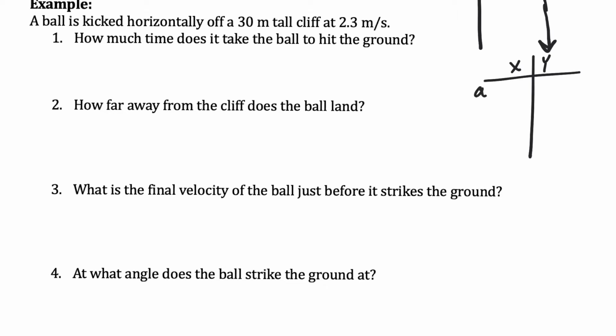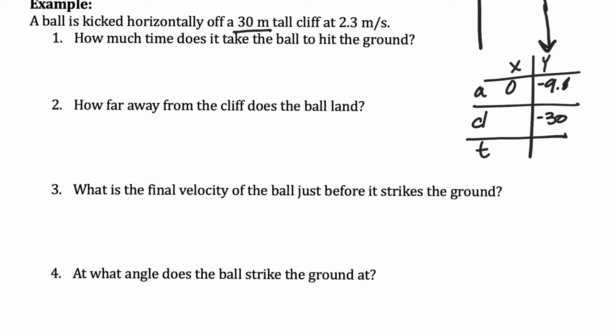So our acceleration for this, if we're not told otherwise, we know we're on planet Earth. And for all these problems, we're ignoring air resistance. So that means our horizontal acceleration is going to be 0 meters per second squared, and our vertical acceleration is going to be negative 9.8 meters per second squared. Then for our distance or displacement, we know that the cliff is 30 meters tall. So it's going to fall negative 30 meters, because we assign this downward direction to be negative.